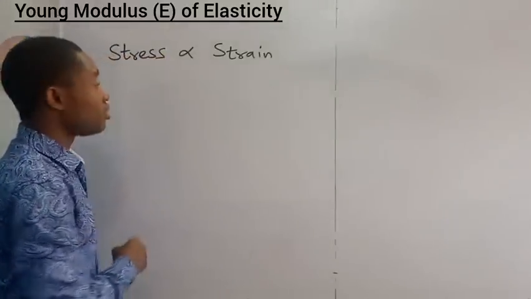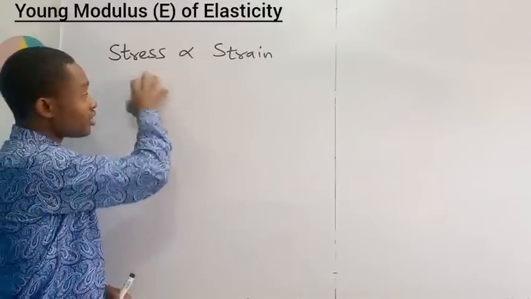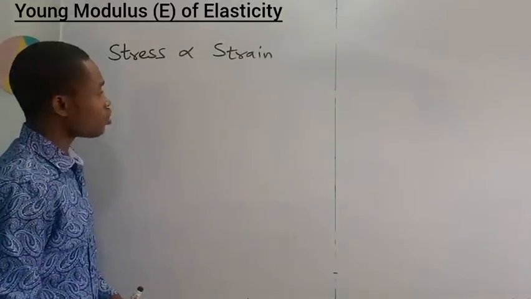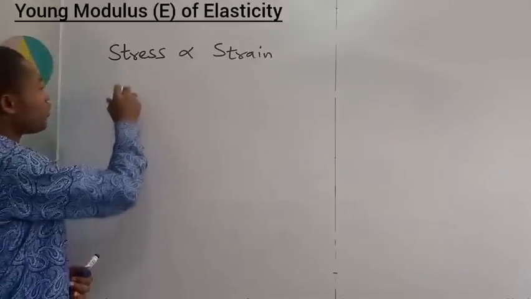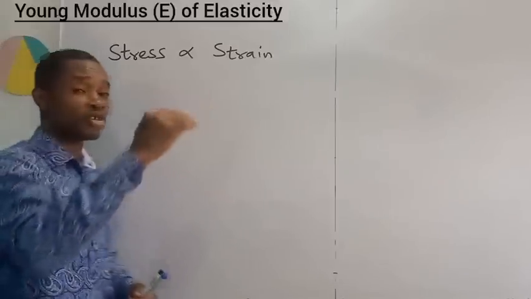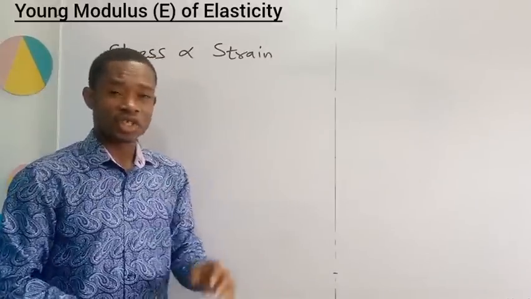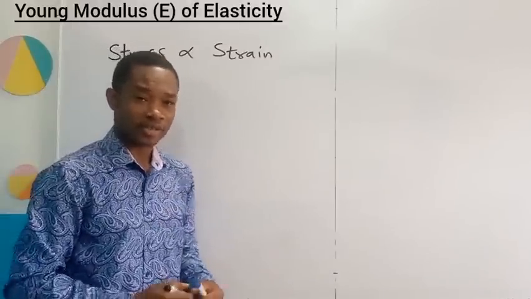For now, let us focus on the main thing here. Hooke's law stated in this way: tensile stress is directly proportional to tensile strain. Now, I already established the fact that stress is equal to force over area, and strain is equal to the extension divided by the original length.